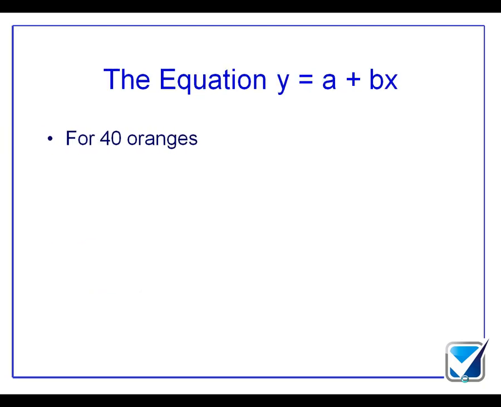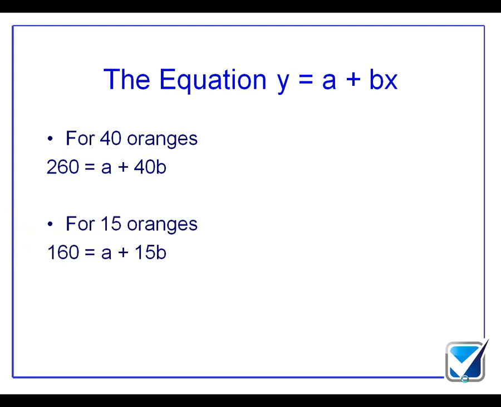What we're going to do is say, for 40 oranges, our total cost comes in as $260. That $260 is made up of a fixed cost element, which is A, and then 40 variable cost elements, which is B. If we had 15 oranges, our total cost comes in as 160, which is my fixed cost A plus 15 variable cost B. So there's my two simultaneous equations. And now we're going to solve these equations to find out what A and B are: A being my fixed costs, B being my variable cost per unit.